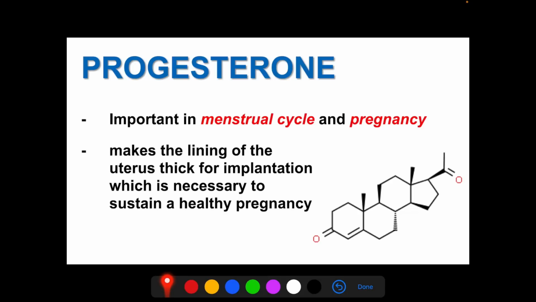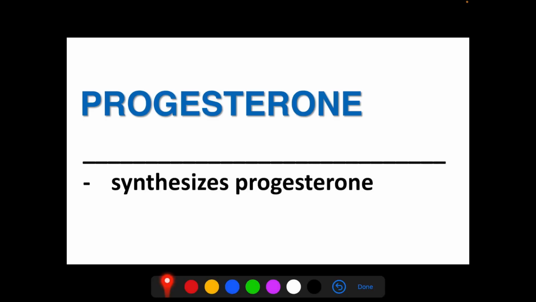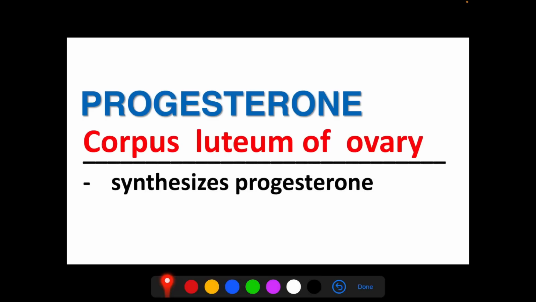And you have to take note that the corpus luteum produces the progesterone until the placenta begins to take over progesterone production around 10 weeks of gestation. So again, the progesterone is produced from the corpus luteum until the 10th week of pregnancy, wherein the placenta will now be the one to produce this progesterone.